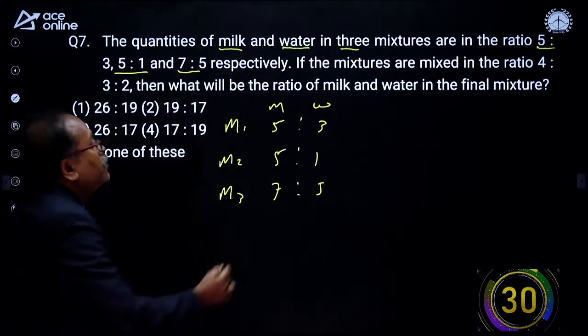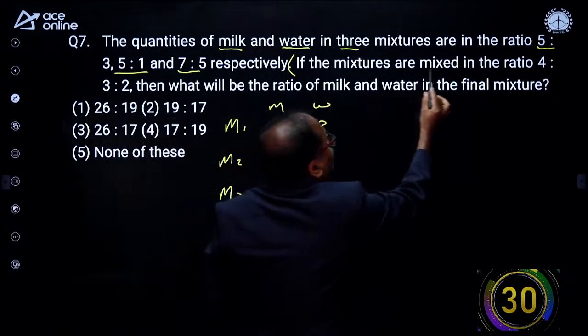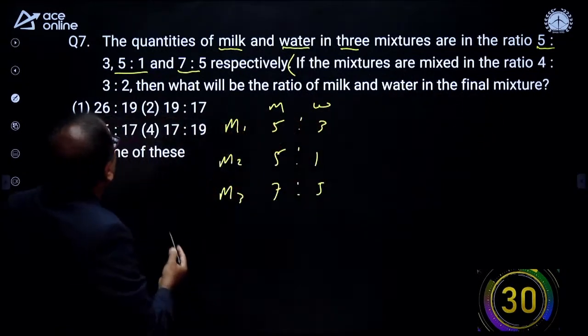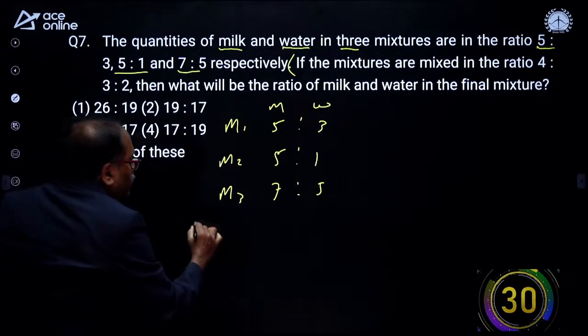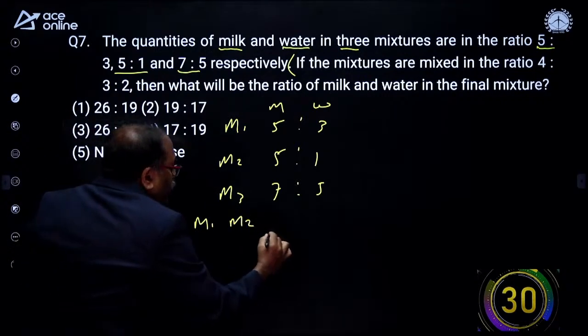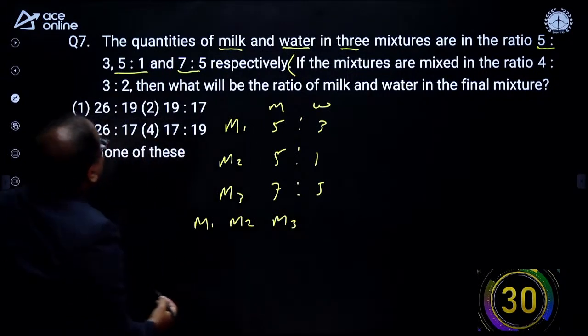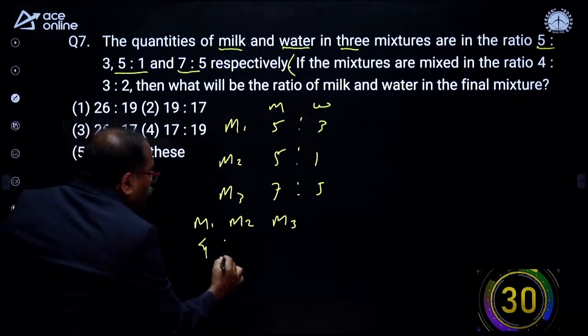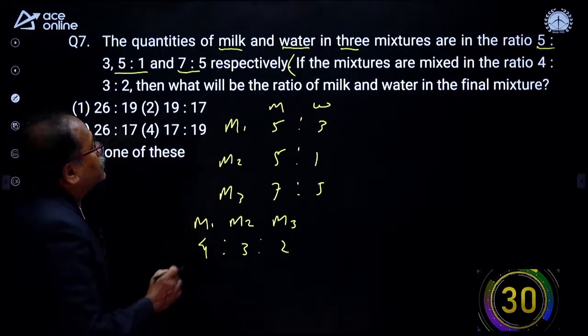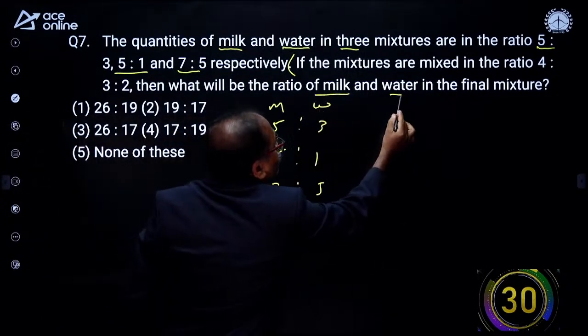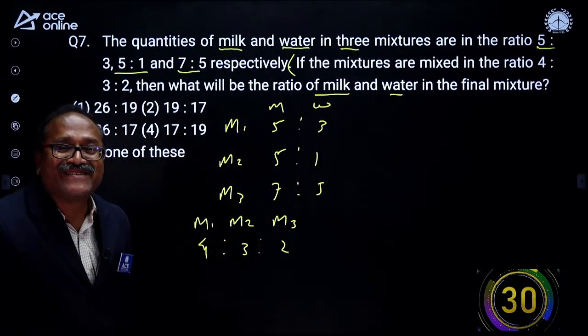That's given here. From here onwards, if the mixtures are mixed in the ratio of 4:3:2, that means you are taking M1, M2 and M3 in the ratio of 4:3:2 and you mix it. Then what is the ratio of milk and water in the final mixture?